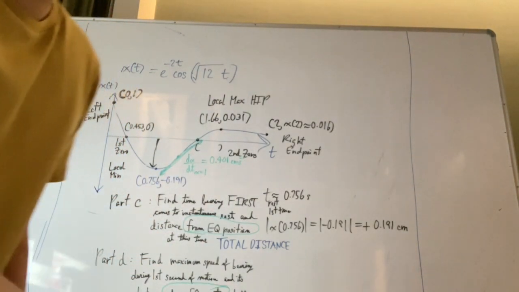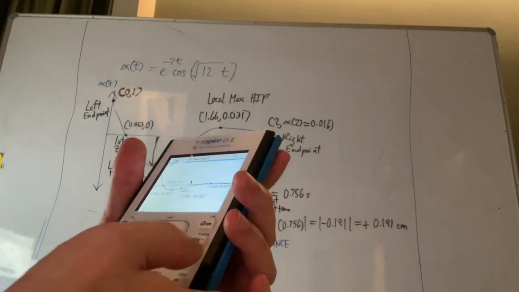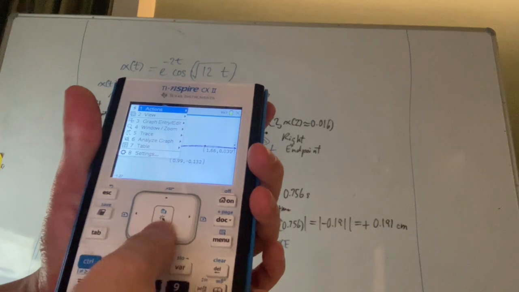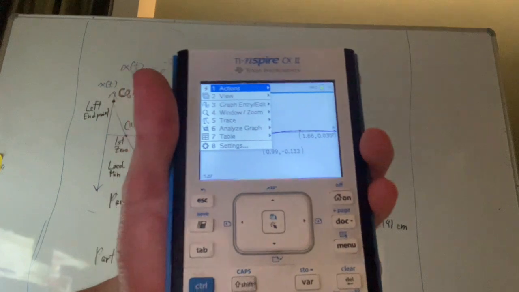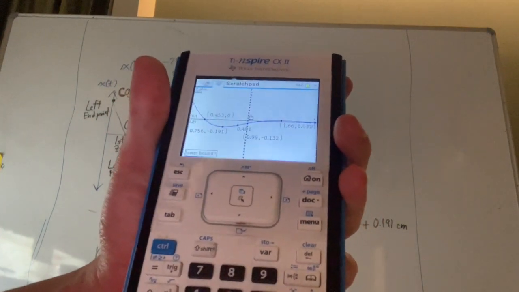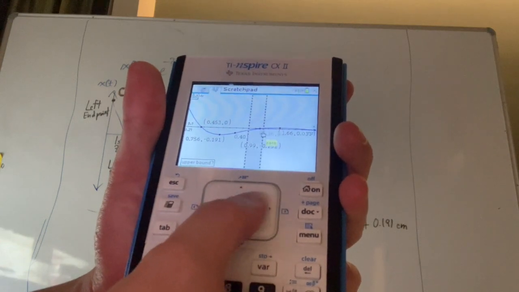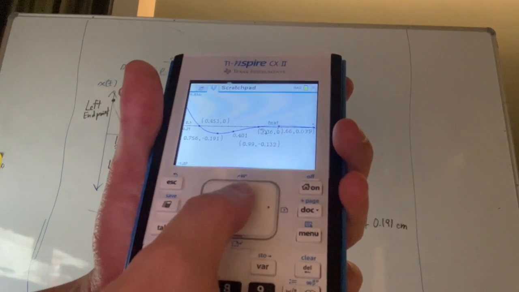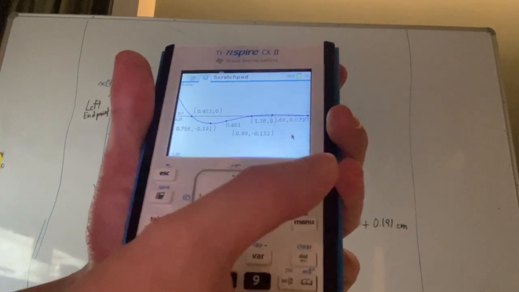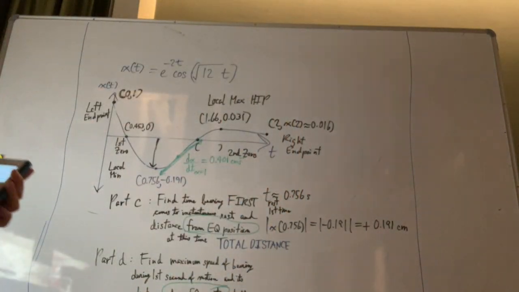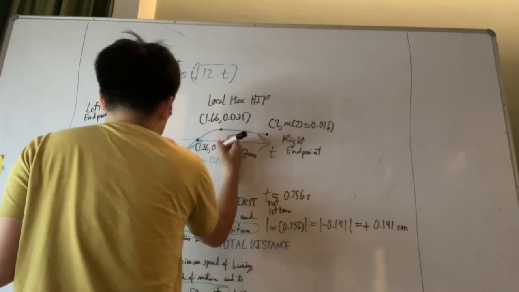And then for the very last point on here, I go to analyze graph, 0, lower bound here, then upper bound there. And that gives me, it's a bit funky, but it's like 1.36, comma 0. So this is 1.36, comma 0.